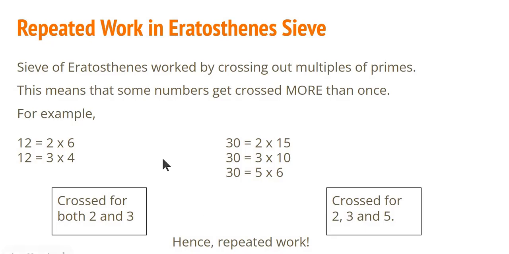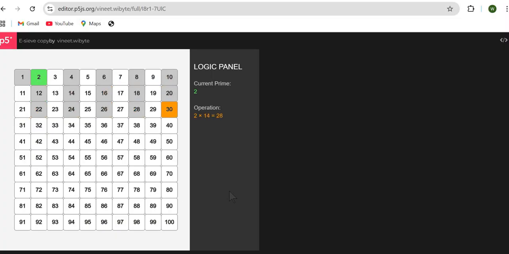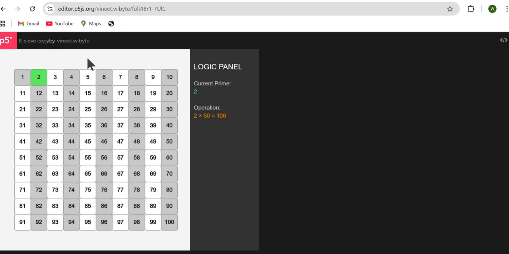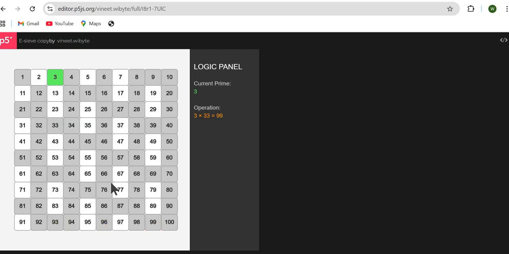Now, we can see this in action. Notice here, I am marking out all the multiples of 2, 2 being the first prime number. When I get to 3, which is the next prime number, I'm going to mark again, for example, 12, 18, and so on and so forth, which have been marked here. You can see very clearly that all the even numbers which are multiples of 3 are again being marked. Look, for example, 30 has been marked here, but when I get to 5, again, 30 will be marked. So clearly we are doing repeated work.